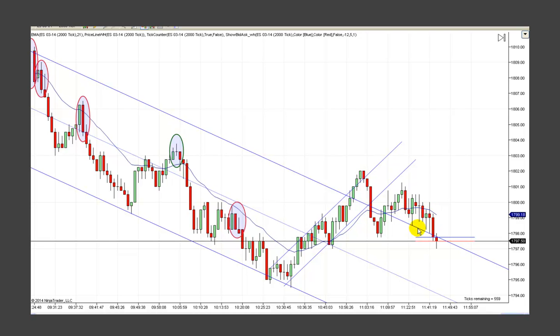But this was an exact replica of what we saw yesterday, kind of a spiking channel type day. It's very rare the market will give you a gift like that. So take it when you can get it.